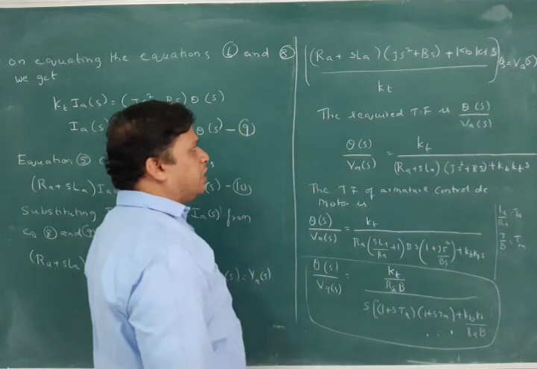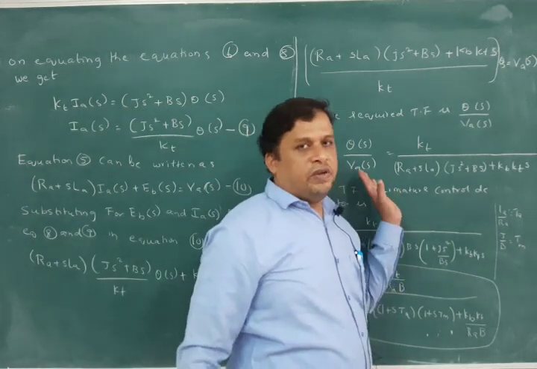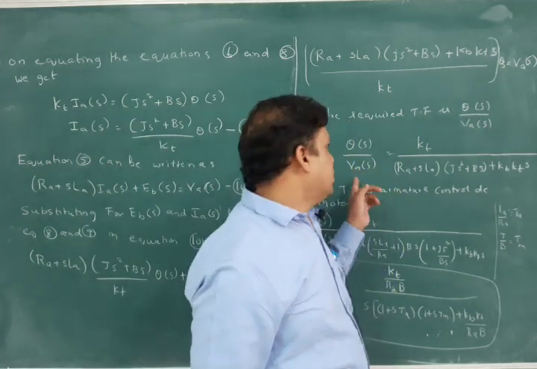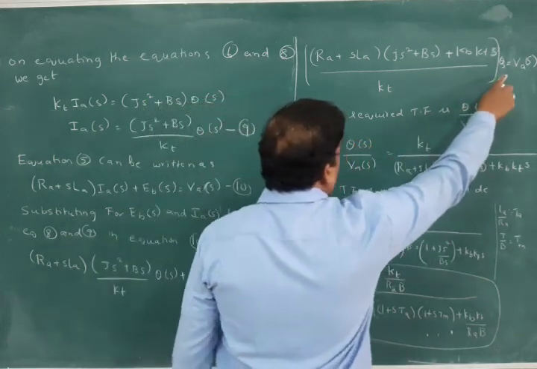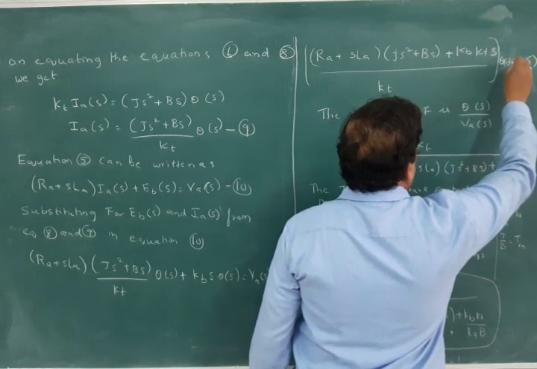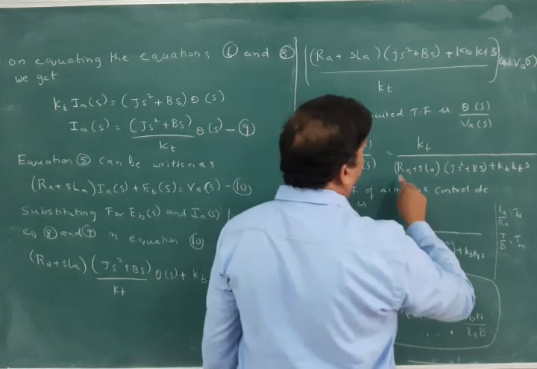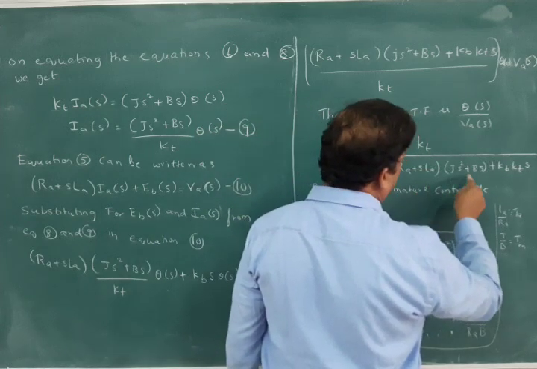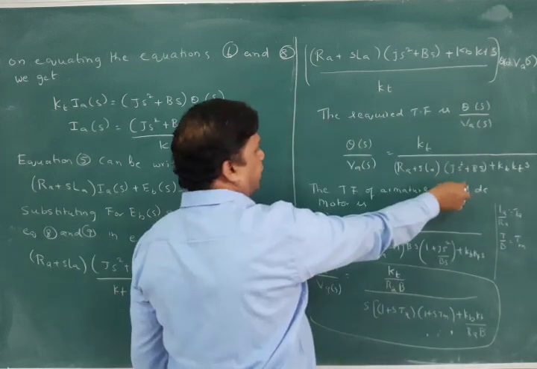Now we will see what the transfer function actually is. Transfer function is theta of s by Va of s, and therefore we can write theta of s by Va of s is equals to Kt by (Ra plus sLa) into (Js square plus Bs) plus Kb Kt into s, which is written as the denominator here.